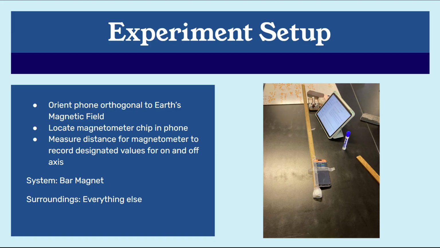For the experiment, we used a phone magnetometer app to measure the magnetic field. We found the location of the magnetometer in the phone and measured distance from that point. We also aligned the phone with Earth's magnetic field so we could isolate it and subtract it later. Then we moved the magnet closer and farther away and recorded magnetic field values for both on-axis and off-axis positions. The system was the bar magnet and everything else was the surroundings.